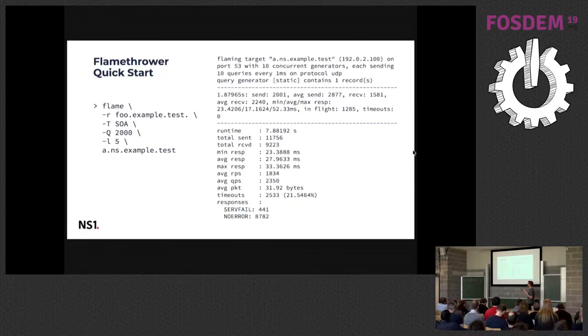The record name will be foo.example.test, and we query for the SOA type. The dash Q configures the query rate, so this means 2,000 queries per second. And dash L limits the execution time, so this will run for 5 seconds. Flame will first output some basic information about what's going on, and then it will generate short stats every second, and at the end it will print out the result in human readable form. I ran it at the airport before I left for this conference, so you can see for this query a lot of servfails. It was probably some DNS firewall in the way.